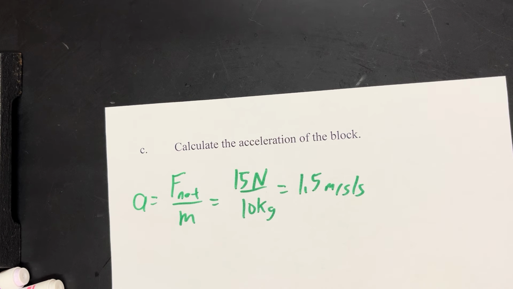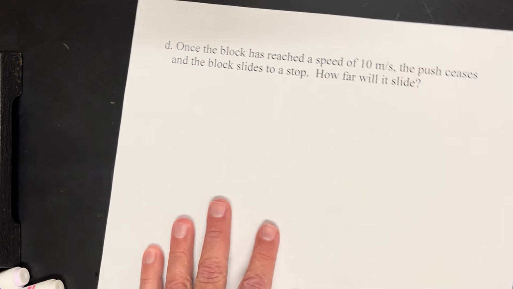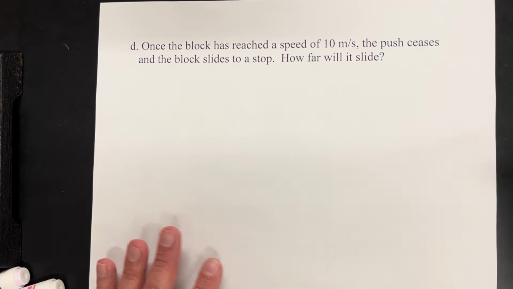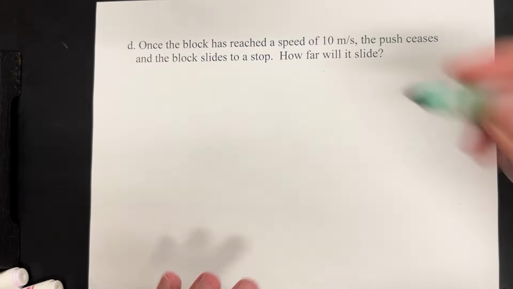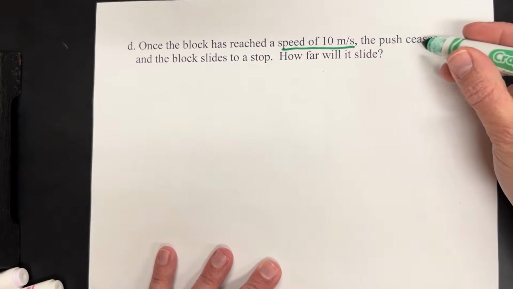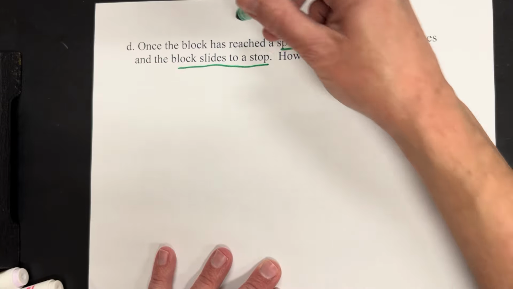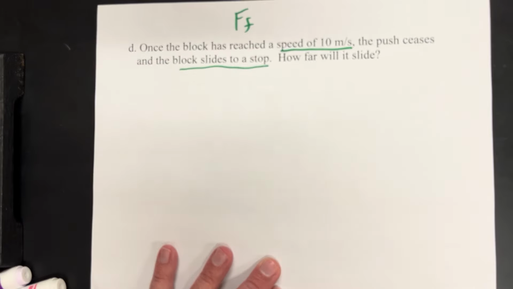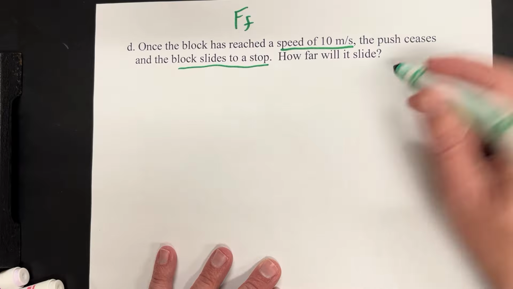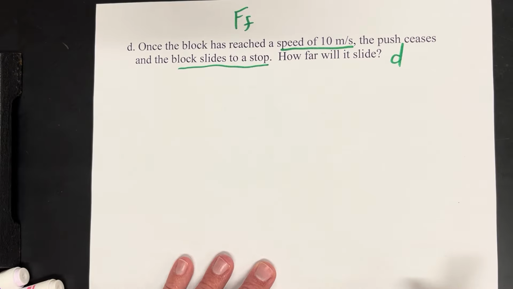All right, final part here. This part takes a bit more thought. It says once the block has reached a speed of 10 meters per second, the push ceases and the block slides to a stop. Why did it slide to a stop? Because friction is still acting on it. How far will it slide? So we're going to be looking for d there.